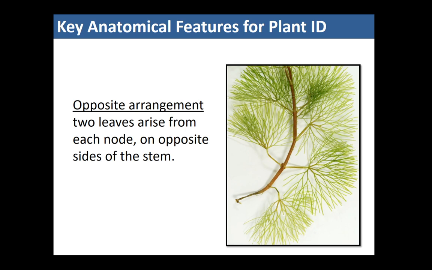The next type of arrangement is opposite arrangement. This is where two leaves arise out of each node. And those leaves are opposite from each other on the stem. So in this example, you can see right in the center where the red arrows are is the node, and there's two leaves that come out of that node. So that's opposite arrangement.